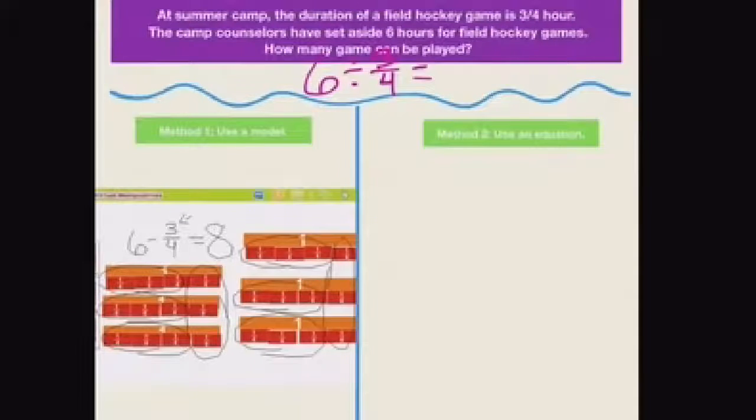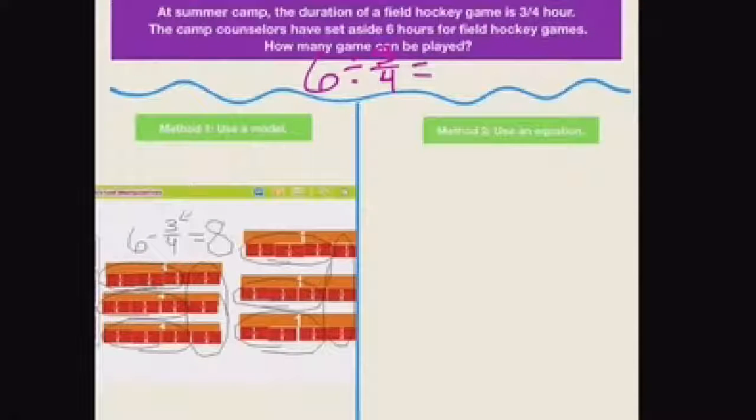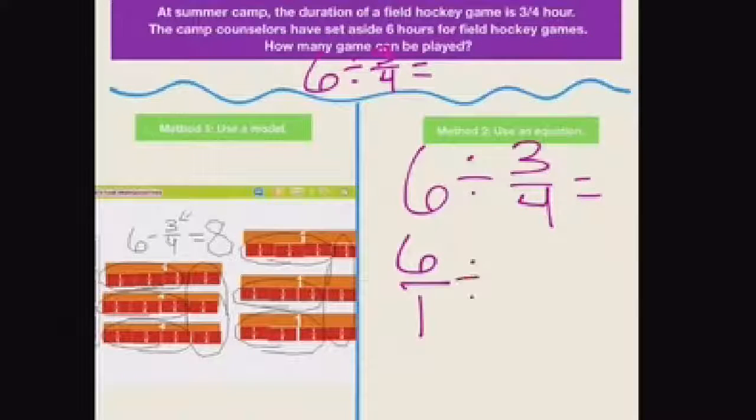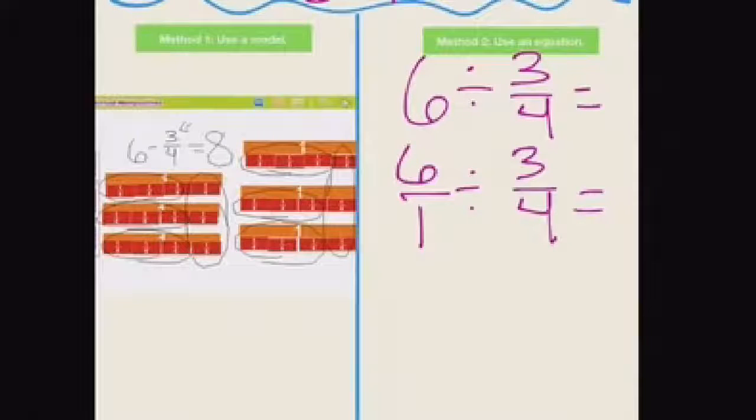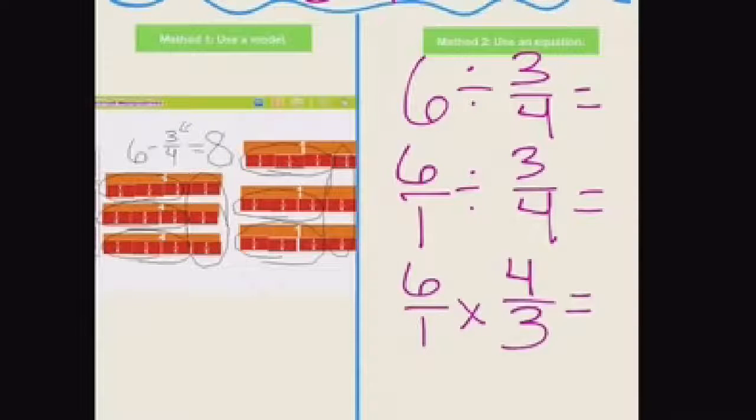Okay, and now let's try the same problem using an equation. So we're going to again start with 6 divided by 3/4. Okay, start by writing that 6 as 6 over 1. Then we're going to rewrite this as a multiplication problem, multiplying the first number times the second number's reciprocal. 3/4 becomes 4/3.